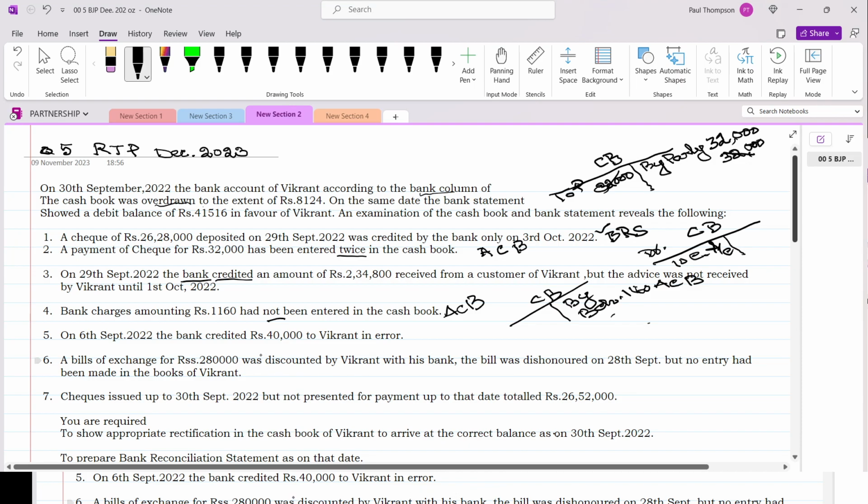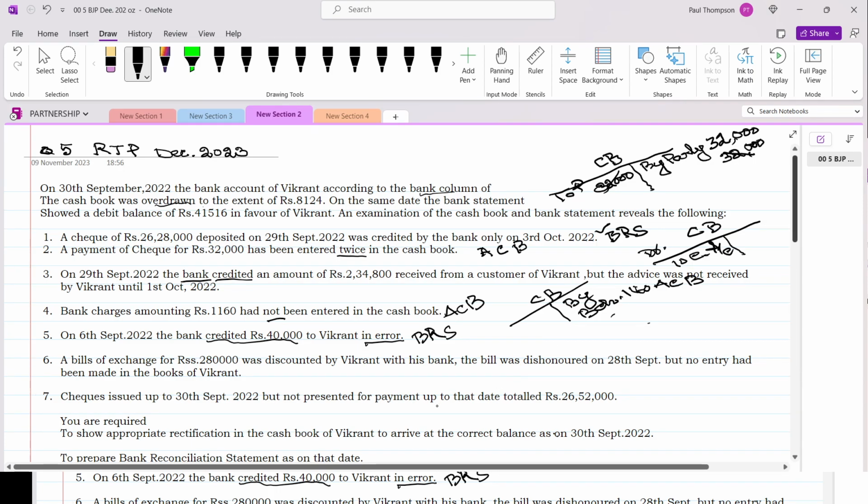Now what happened to this? Another amount is credited, but it is in error. So this is a mistake of bank. So we can't do anything about that. Only the bank has to rectify it in their books, not in our books. So this will not appear in our cash book. This will go into our BRS. Okay. Later when they correct it, it will get automatically rectified.